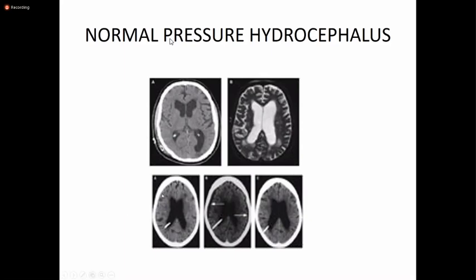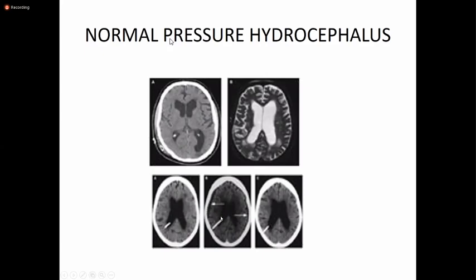But sometimes a complication can occur, which I told you about in the slides on complications: overdrainage. If there is overdrainage of the ventricular system, a subdural collection of CSF or blood occurs. This is the subdural collection, you can see.